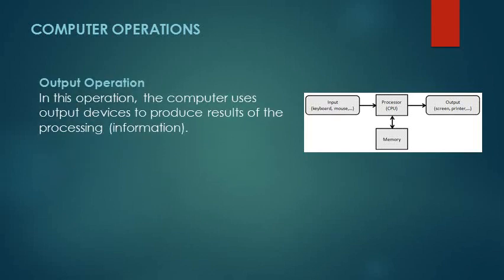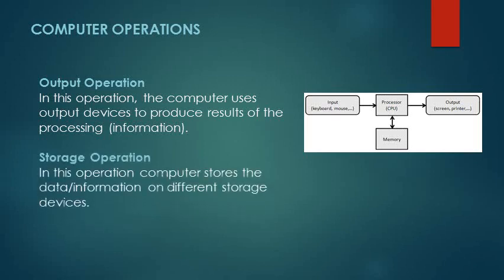Third operation is output operation. In this operation, the computer uses output devices to produce results of the processing. It may be either displayed on the screen or printed on the paper. Audio output is produced by speakers of the computer. Storage operation. In this operation, the computer stores the data or information on different storage devices such as hard disk, floppy disk, CD, DVD and flash memory.